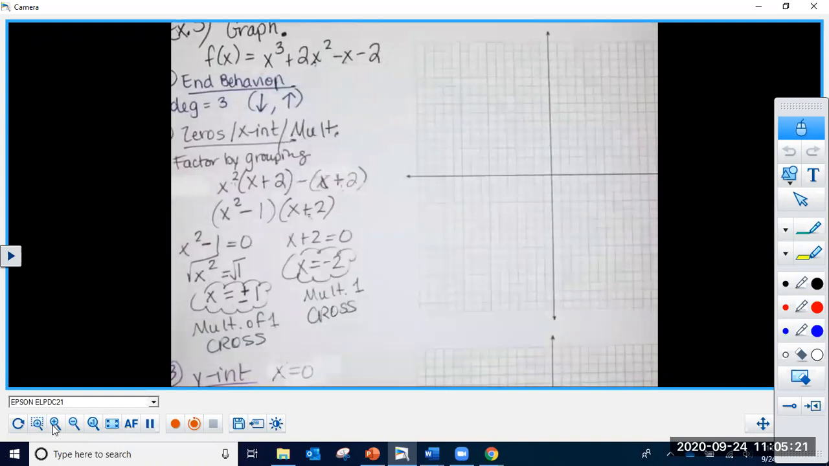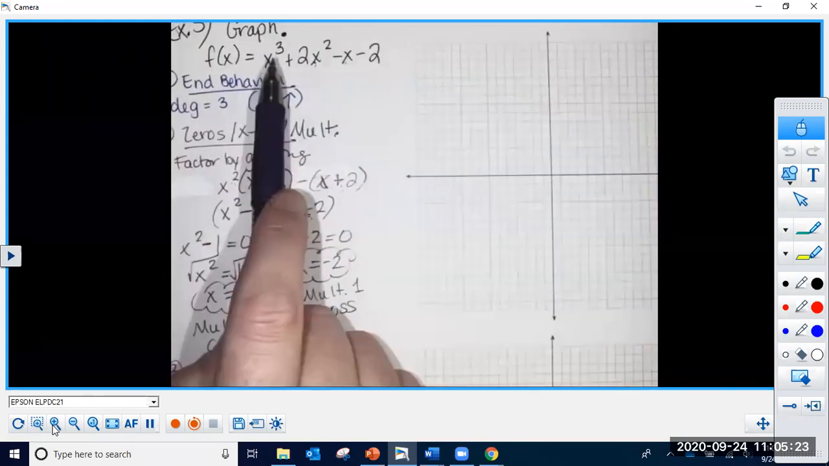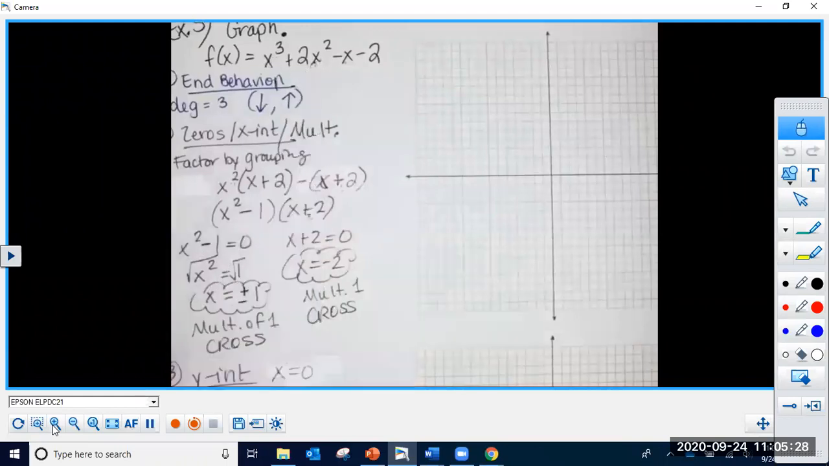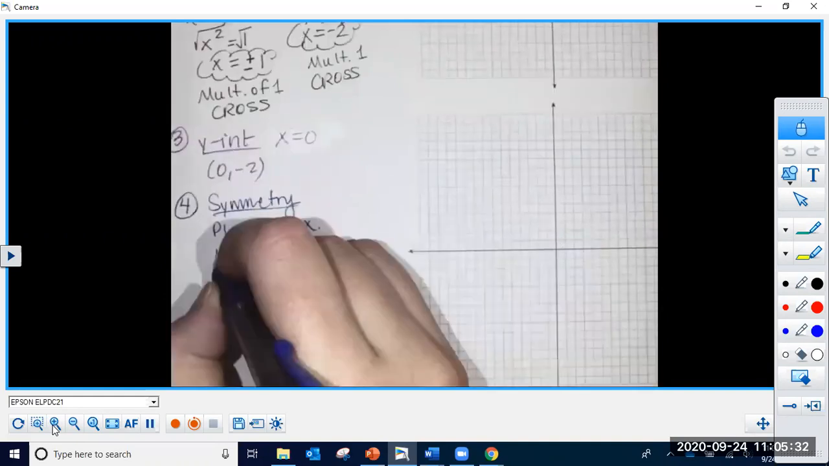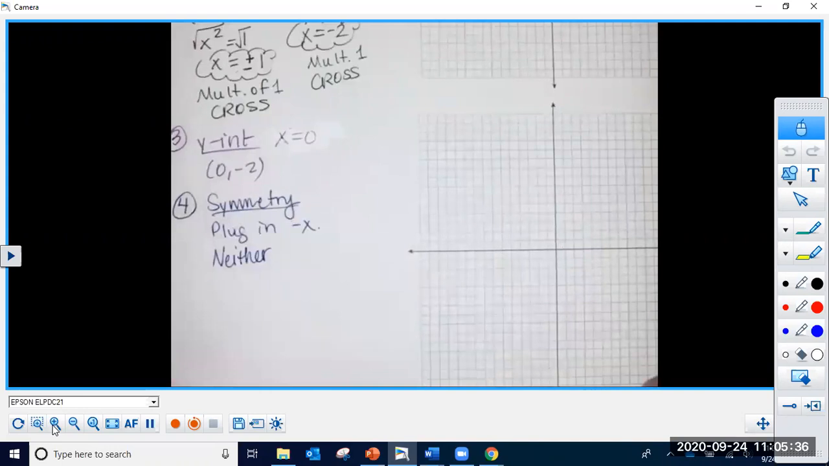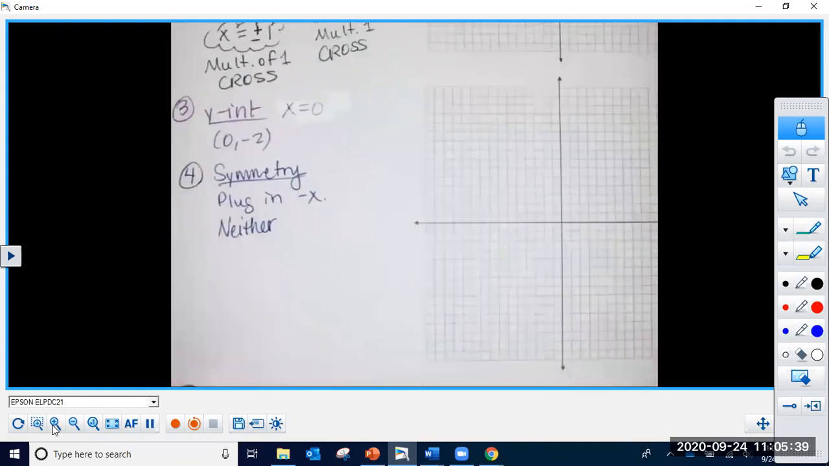Are y'all okay with that? So sign will change, sign will not change. So you know right then what? Good, it's neither. So it doesn't have symmetry with the y-axis or the origin. So it's neither.